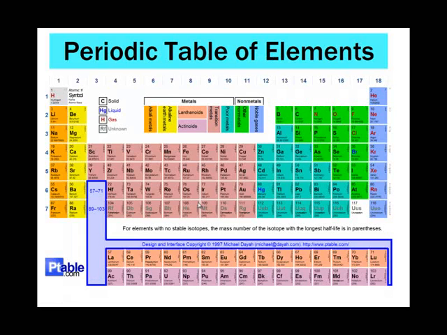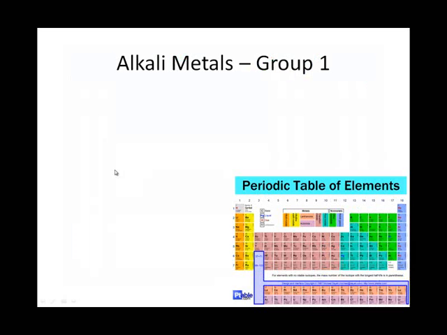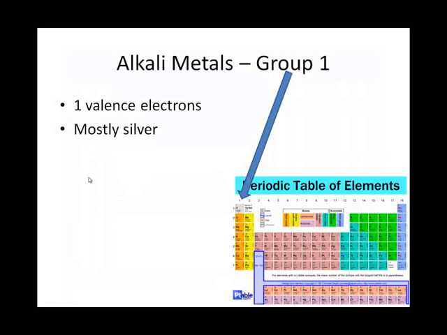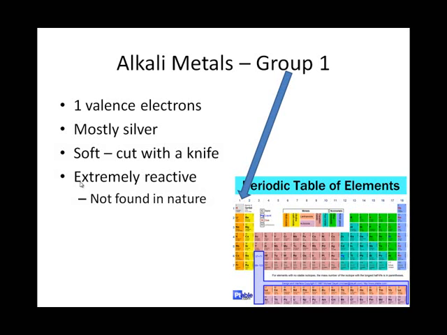So if we look at the periodic table of the elements, we're going to look at what each of the groups are. The first group is known as the alkali metals. It's this first group here in orange, not counting hydrogen, just the orange group. Alkali metals have 1 valence electron. They're mostly silver in color. They are soft, and can be cut with a knife. They are extremely reactive, and because they are so reactive, they're not found in nature because they will combine with some nonmetal and form a stable compound.